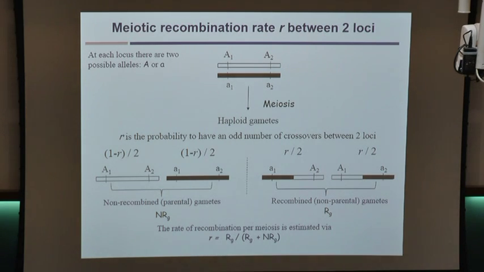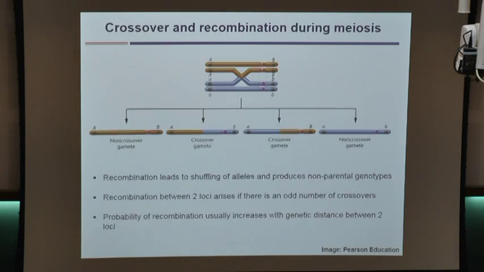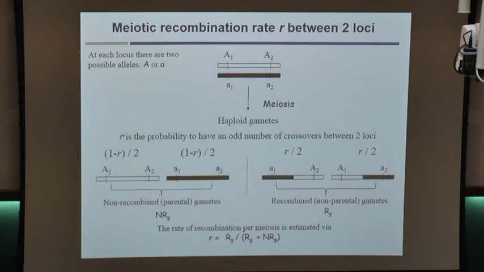Here I'm assuming, one, the Haldane model where crossovers arise independently. Two, which is true, is that you need an odd number of crossovers to get a recombination event between the two loci. If there are an even number of crossovers here, then you won't get a recombined gamete. These are two simple things.